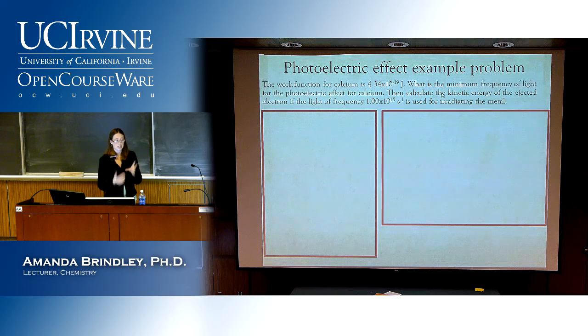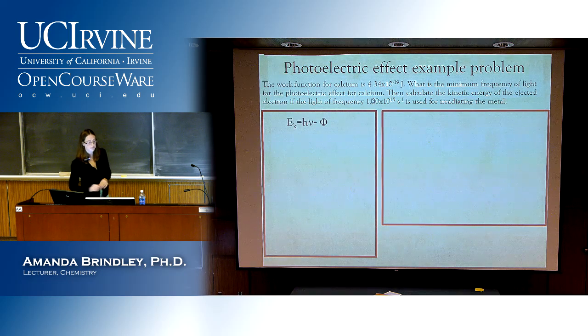You're going to be doing 2 or 3 things with these equations, working back and forth. So we're going to find the minimum frequency, and then we're going to find the kinetic energy of the electron if we now put this in. So the work function will tell us the minimum frequency of light you need, and then we can find the kinetic energy of that. 2 different problems.